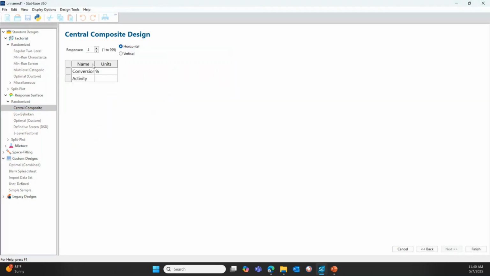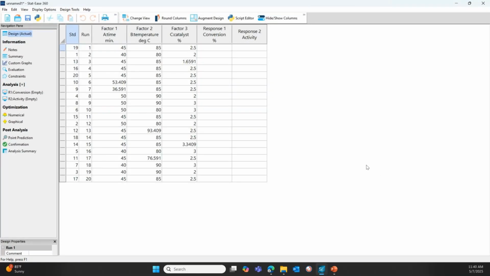I have two responses this time, not just one: conversion and activity. And we're going to finish it. So here we have our design.